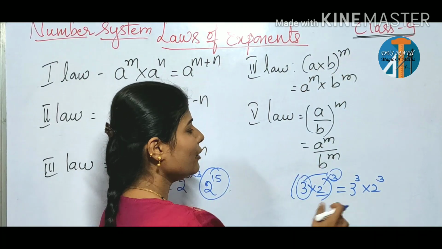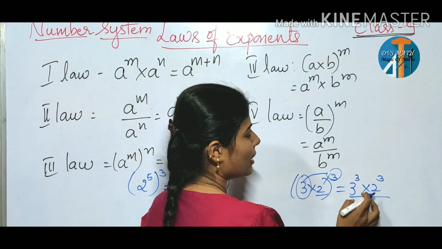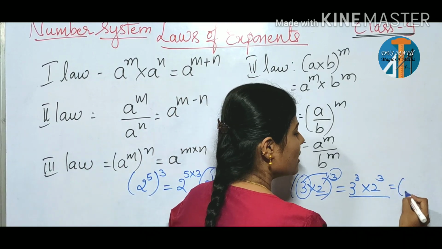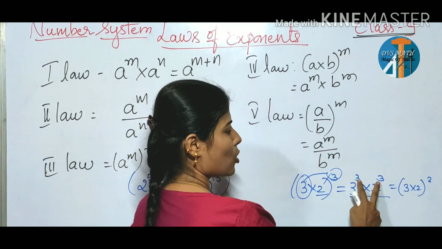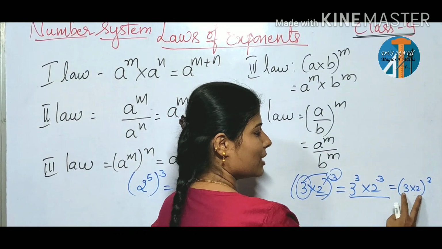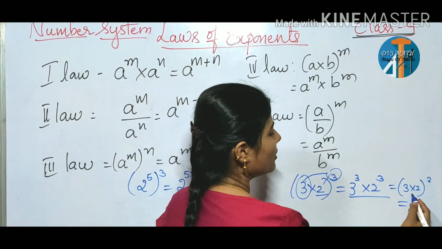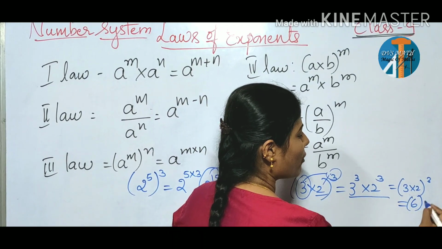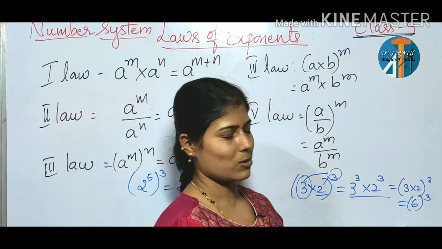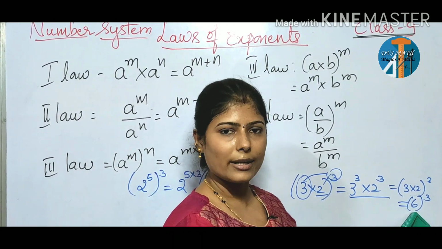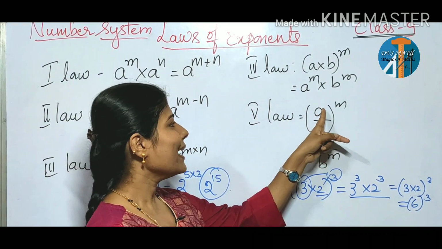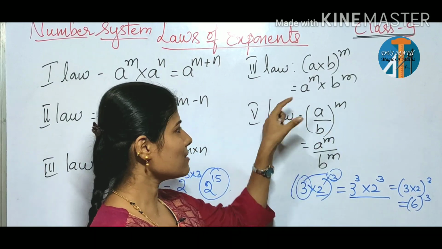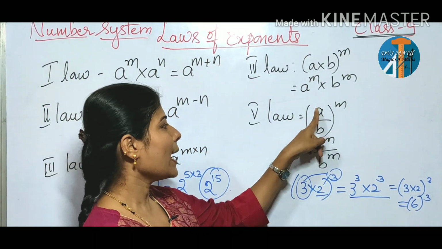If it is like this, 3 power 3 into 2 power 3, you can write it as 3 into 2 whole power 3. Reverse. So if it is a common power, you can multiply the bases together. Multiplying together, 3 twos are 6, to the power of 3. You can write it like this also. Clear?